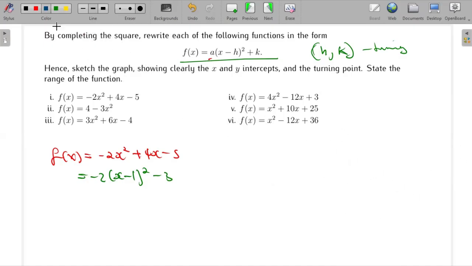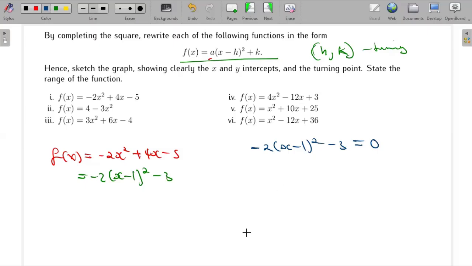Now, after we have done that, what are we then going to do here? Now they want us to sketch. But to sketch, what do we need? We need the intercepts, we need the turning point. So first of all, let's find the x-intercept. The x-intercepts are found when what? y is 0. In short, f of x is 0.